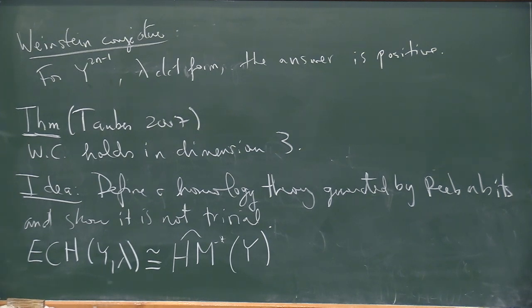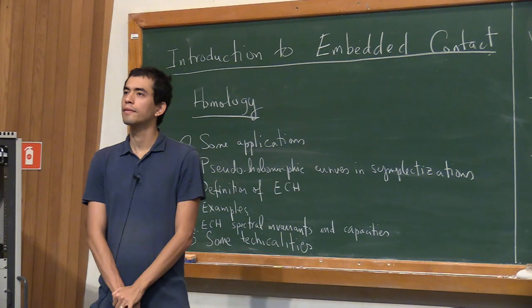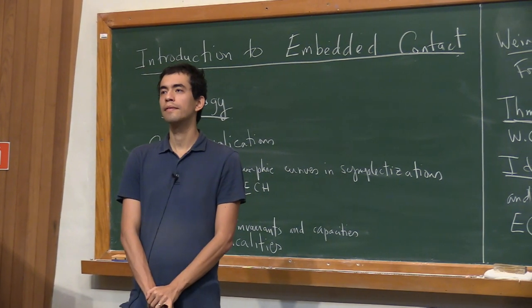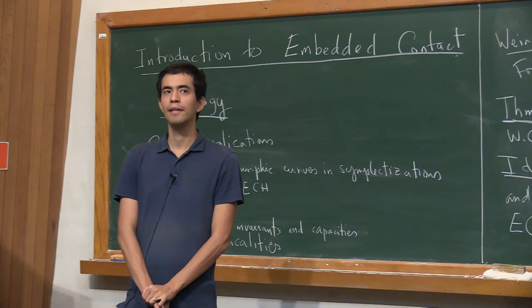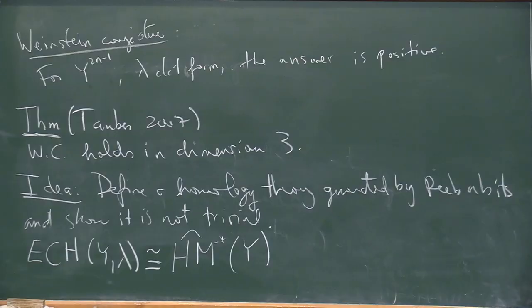Is it sort of hard to come up with a contact form that maybe has a Reeb orbit in a small neighborhood? I mean, that's kind of the idea of some applications, but in other applications you actually really want the structure of lambda. For example, for capacities you want more than just the manifold, so you can actually put extra structure on ECH. We will see that later.